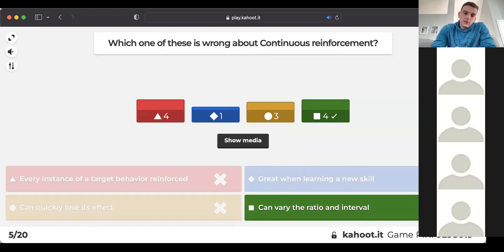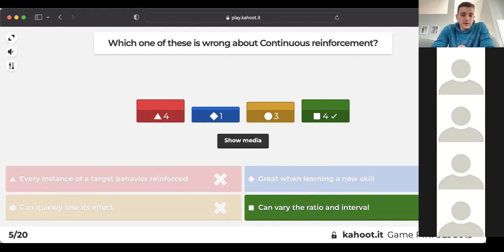All right, so with continuous reinforcement, like I said, every time that specific behavior is being exhibited, you are rewarding the subject. So the ratio doesn't change. If it's a 1-to-1, every single time they do it, you reward them. And then the interval doesn't change, so there's no time difference in between rewarding them for that behavior. It is great when learning a new skill. Like I talked about earlier when I was teaching Mammy to sit, she would get a treat every time she sat because we are introducing that positive association initially.